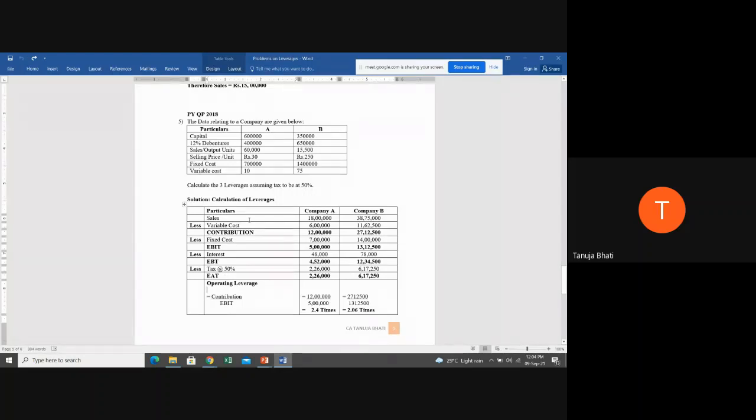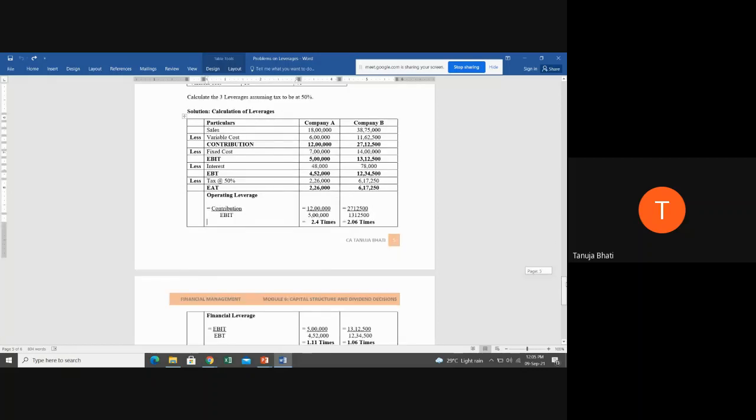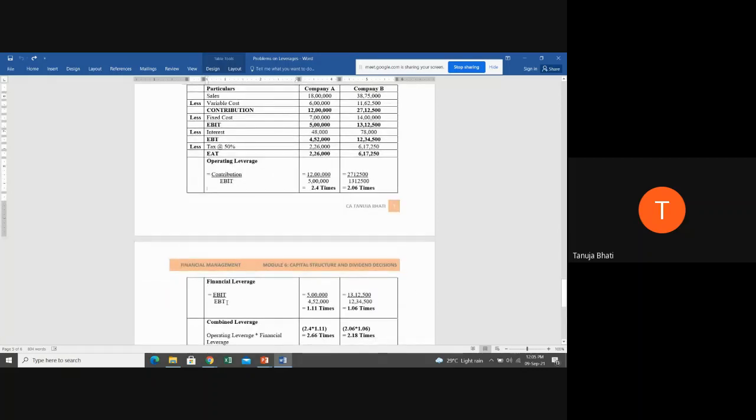Now, based on only this information, you can calculate all the three leverages, because the formula for operating leverage is contribution divided by EBIT. The formula for financial leverage is EBIT divided by EBT. The formula for combined leverage is contribution divided by EBT. So just substituting the figures in the formula, contribution divided by EBIT is nothing but 12 lakh divided by 5 lakh. You got 2.4 times as your operating leverage. Financial leverage is EBIT divided by EBT. So that is 5 lakh divided by 4 lakh 52,000.